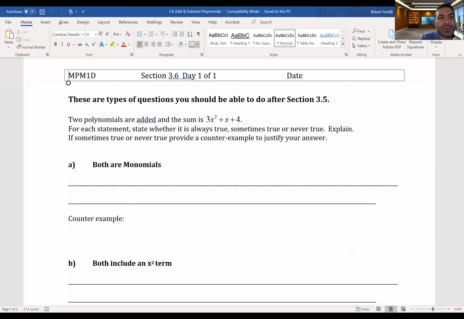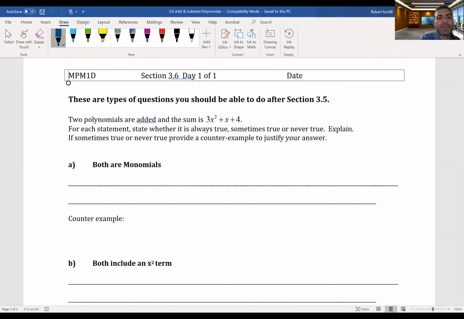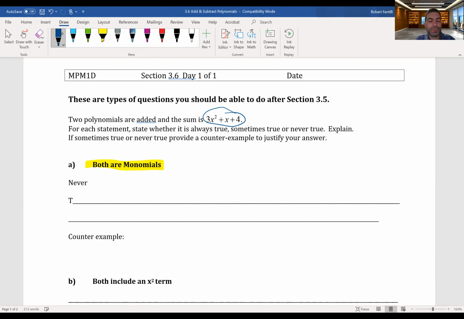Okay. So you've got two polynomials are added, and the sum is 3x squared plus x plus 4, almost like the last question we just did. State whether the statement is true, sometimes true, or never true. And if it's sometimes or never, you have to give a counterexample. Are they both monomials? Okay, well, again, we cannot have two monomials. This is never true. Well, I should be able to write this in, I think. Make life a little bit easier for myself. Never true.